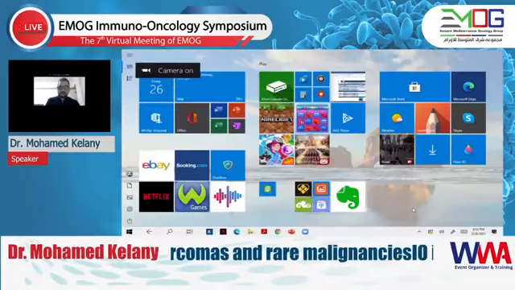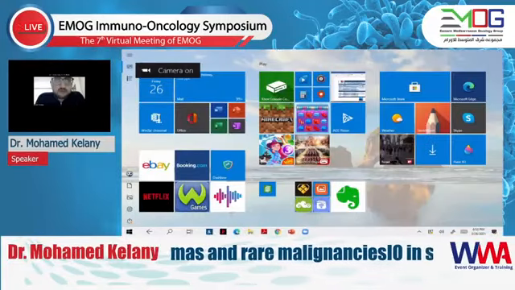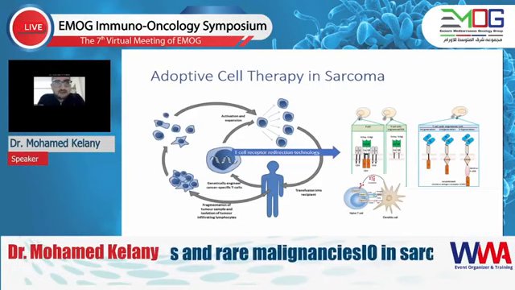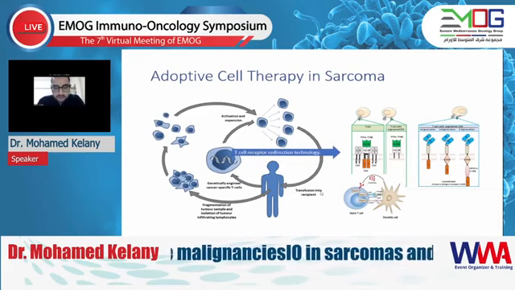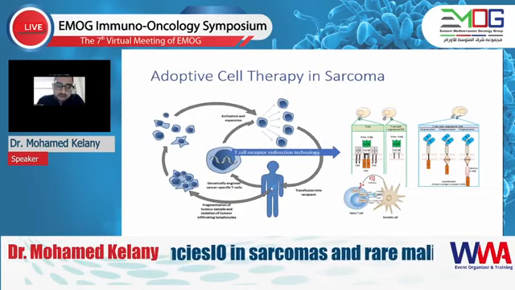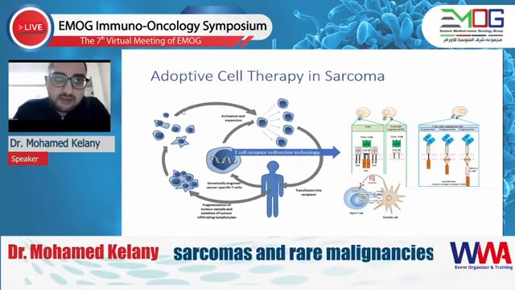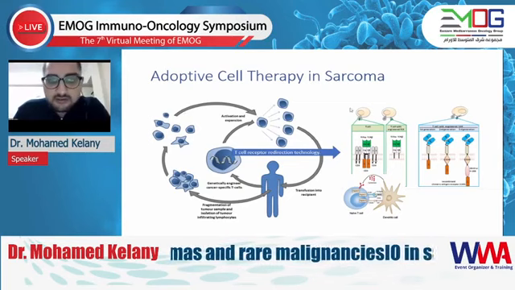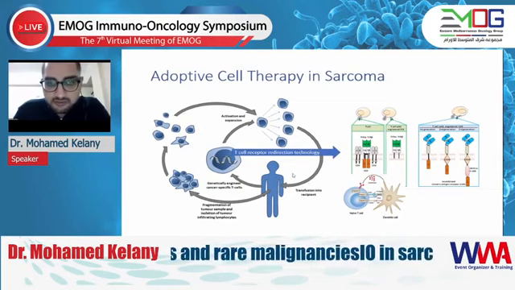And again, I will go to the last slides about adaptive cell therapy in soft tissue sarcoma. We collect the activated T cells directly from the intratumoral microenvironment. Here we collect the activated T cells, which do not require activation, and we just expand them in cell culture and then re-infuse them into the patients.